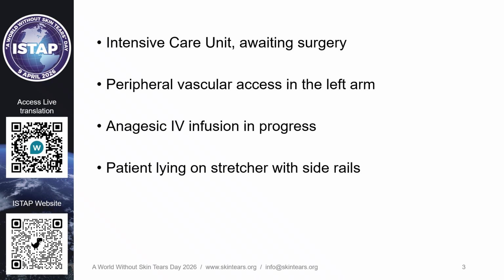Surgical intervention was required for the reduction of the arm fracture. However, due to his thoracic contusion and the risk of a potential respiratory complication, he was admitted to the intensive care unit while awaiting surgery. Analgesic infusion was initiated through a peripheral vascular access in the left arm. The patient was positioned in an intensive care bed equipped with side rails.